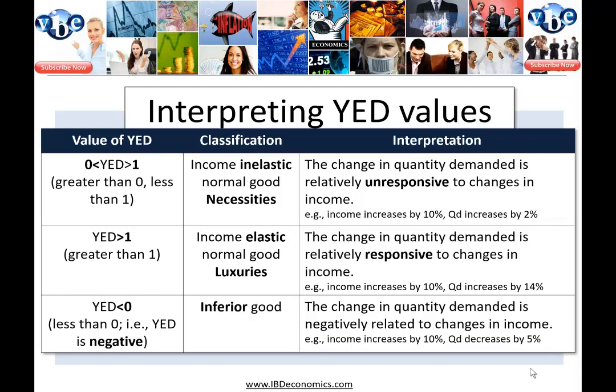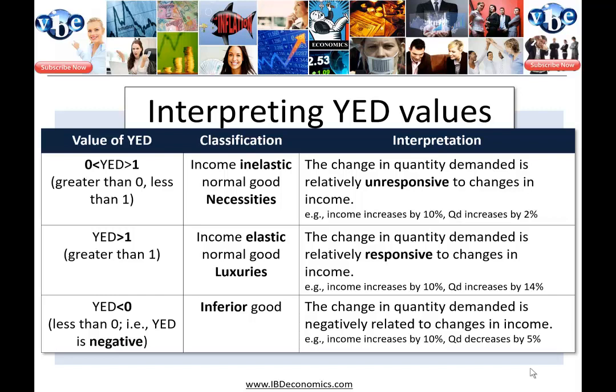So if after doing our calculations, our YED coefficient is greater than 0 but less than 1, we call this income inelastic, normal good, and it indicates a necessity. This means that the change in quantity demanded is relatively unresponsive to changes in income. So for an example, perhaps income increases by 10%, quantity demanded increasing by 2%.